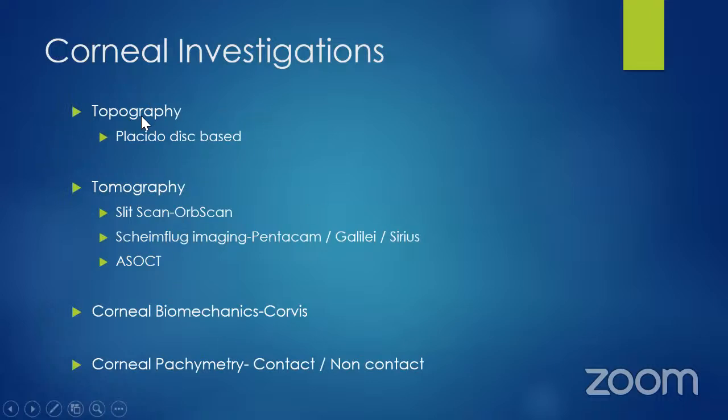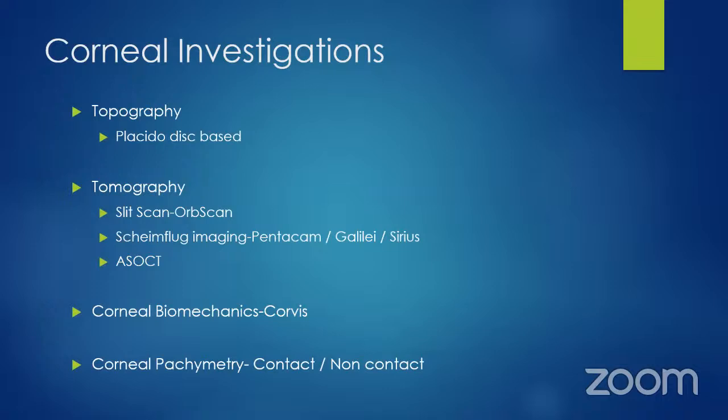Just to mention once again, when we say topography, the term is mainly for the Placido disc based investigations. And when we say tomography, we are talking about both the anterior and the posterior curvatures of the cornea. The slit scan, basically OBSCAN, uses a slit scan to see the anterior and posterior, but it does not see the posterior completely. Whereas the Scheimpflug imaging, which is the Pentacam, Galilei, or the Sirius, are more accurate as far as the posterior surface is concerned.